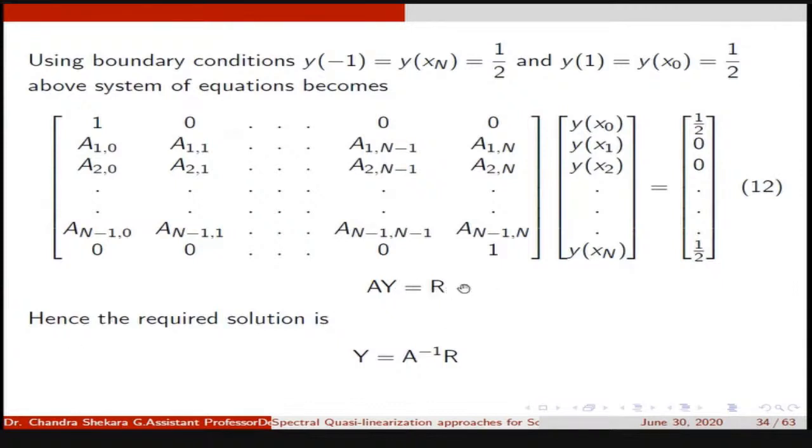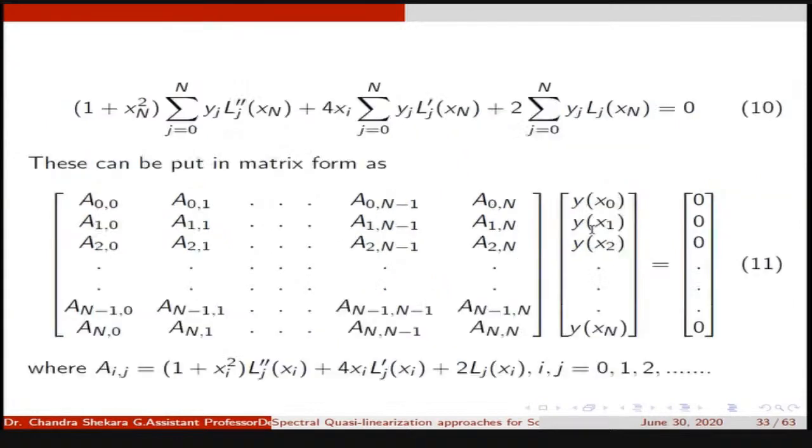So if I solve this by any method, we know that the solution of this system of equations is just A inverse times r. So we'll get the required solution y. But this y is just y of x0, y of x1, and so on. So it is the values of y at the collocation points. So that will give the required solution.